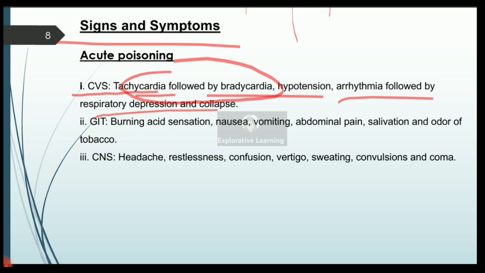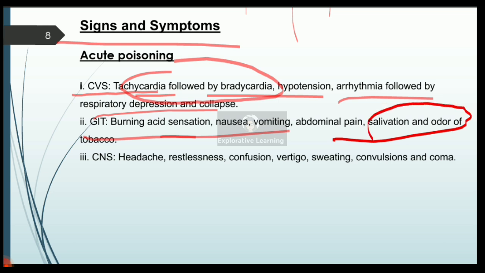Now, gastrointestinal tract: in case the poison is consumed, a burning sensation or acid reflux, nausea, vomiting, abdominal pain, along with hypersalivation, an increase in production of saliva, and odor of tobacco would be observed.